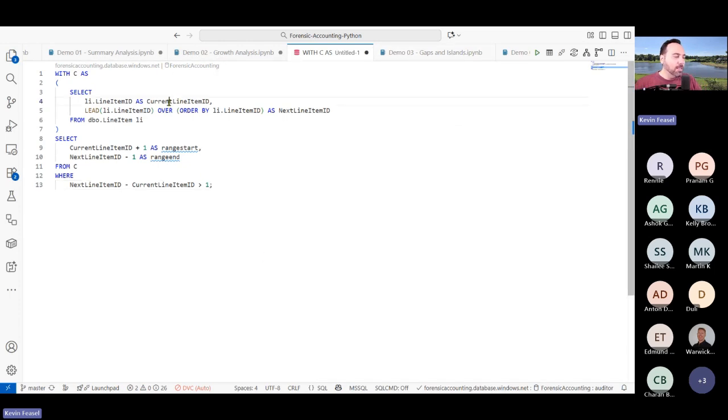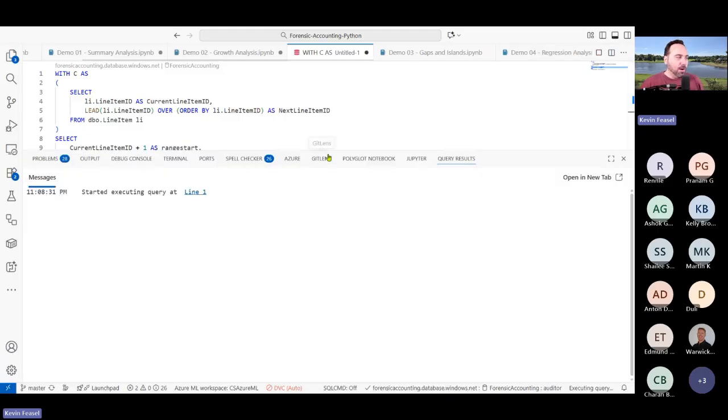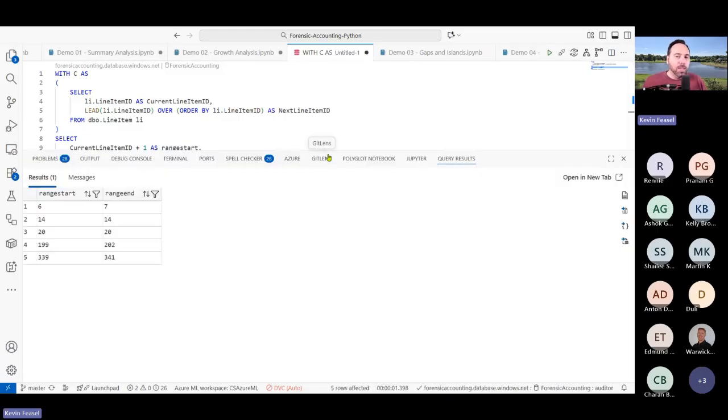What I've got here is the current line item ID, and then I'm using the lead window function to get the next line item ID from the line item table. What I'm looking for is my current line item ID + 1, next line item ID - 1 as range end, and I want to see where there's a gap, where there's more than one data point difference. If I run this query, what we end up with is that it looks like 6 and 7 are missing.